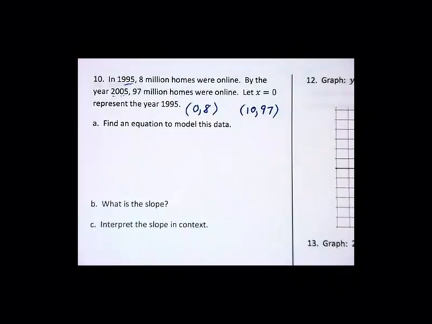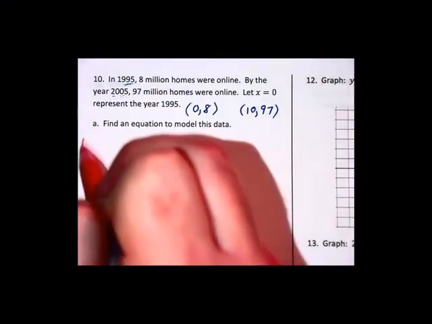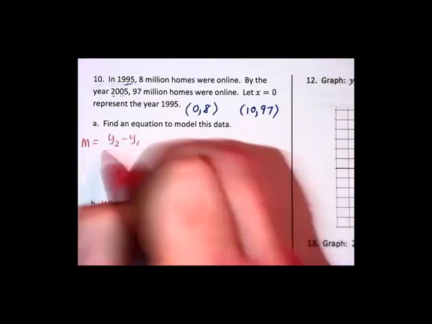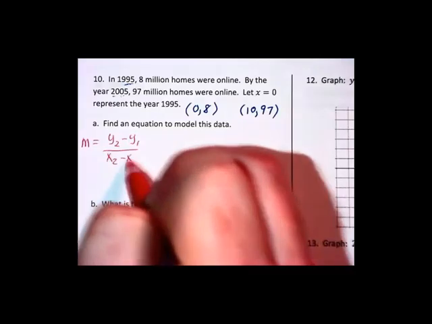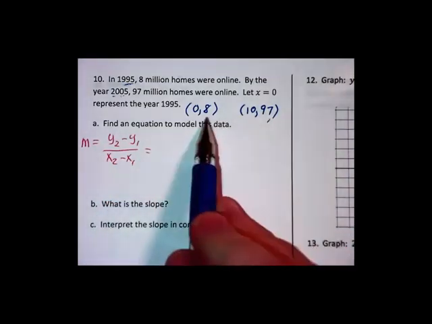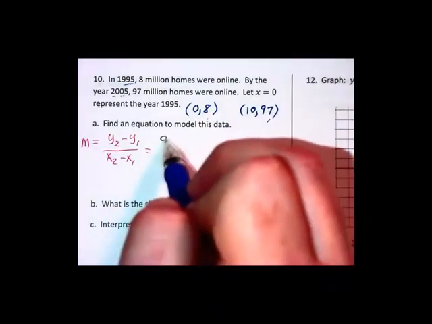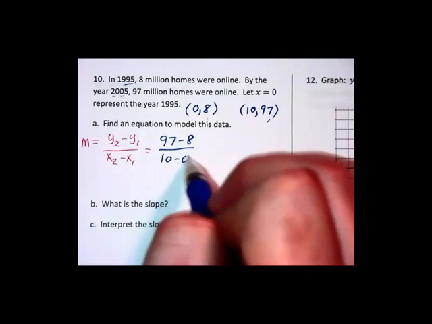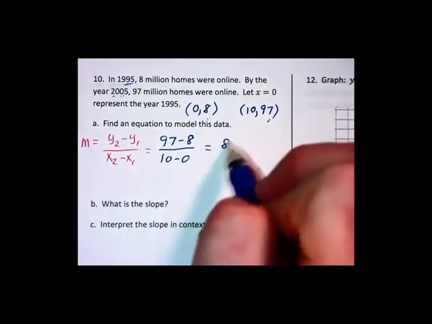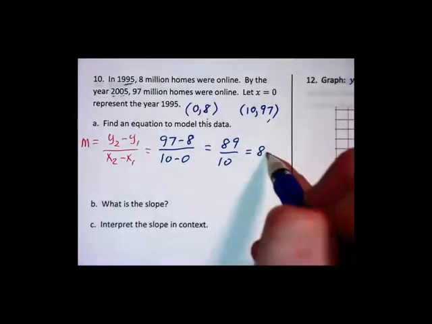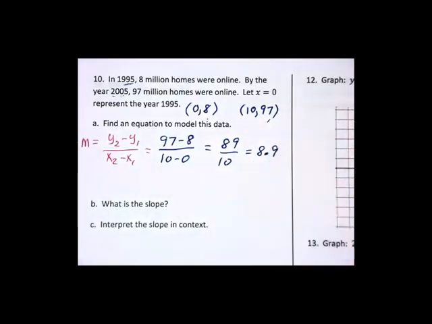And now we need to find the equation of the line, which means we need to find the slope first. Slope formula, y sub 2 minus y sub 1 over x sub 2 minus x sub 1 will be the second y minus the first y, 97 minus 8, over 10 minus 0. That will become 89 over 10, and I'm going to write this as a decimal, 8.9. Sometimes I do that in word problems.